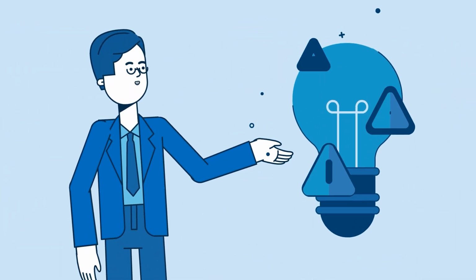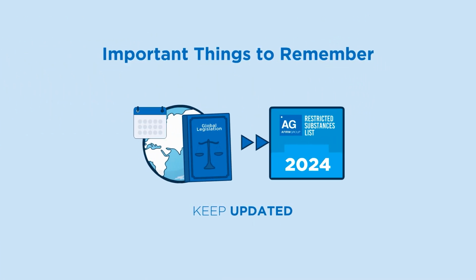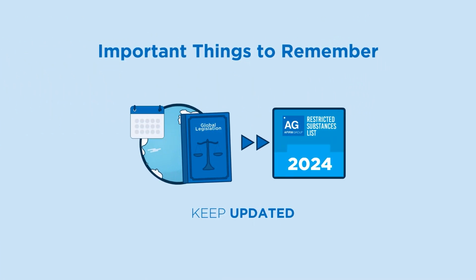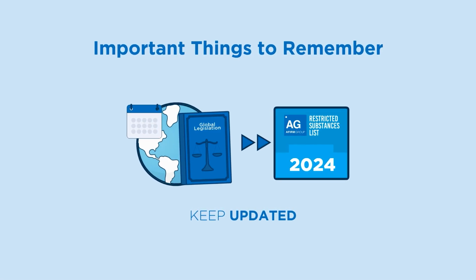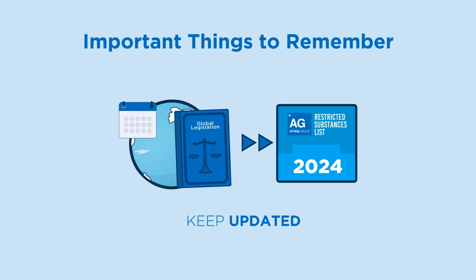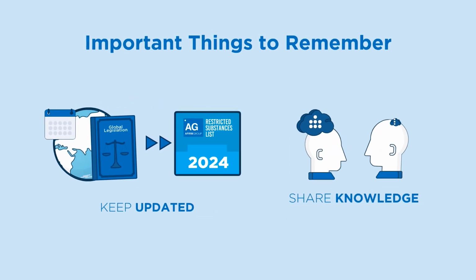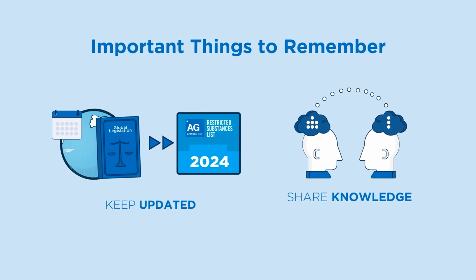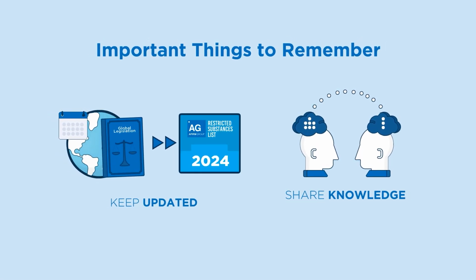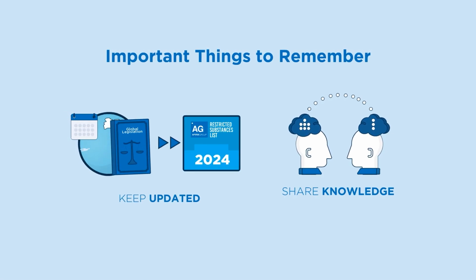However, there are a few other important things to remember. Firstly, as global legislation changes, so does the RSL. The AFIRM RSL is updated every year, so it is important to understand how these changes affect your product. Secondly, share the lessons you learned in your failure resolution within your company. This can help your company avoid similar failures in the future.